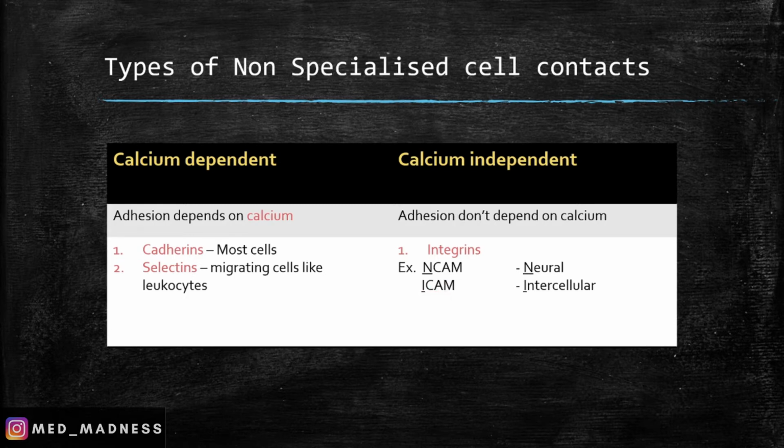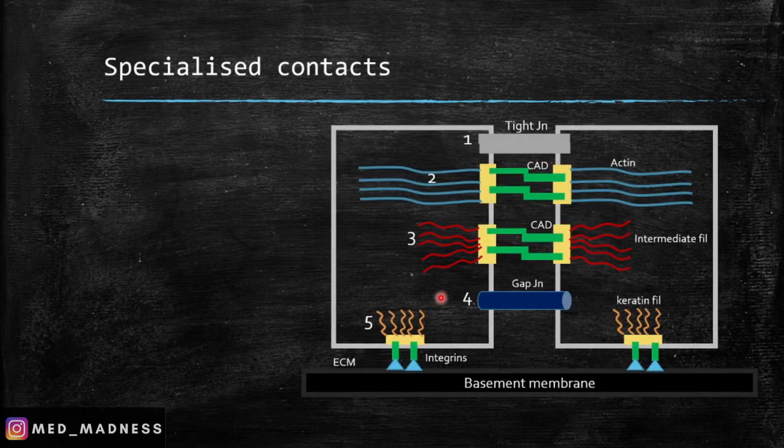And about the specialized cell contacts, there are about 5 points here. Number 1 is the tight junctions. This tight junction is going to prevent molecules from passing between the cells. And this junction is present at the apex of the cells.